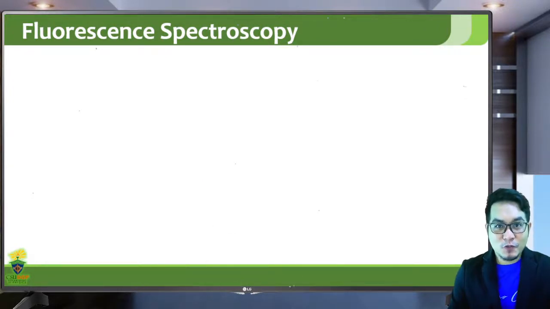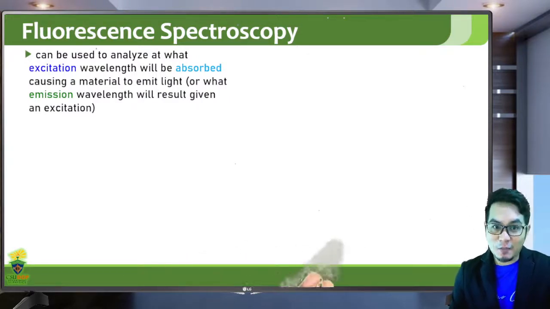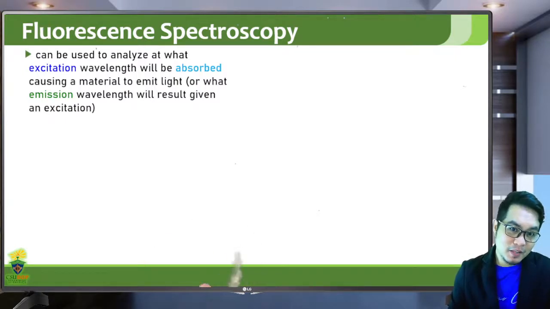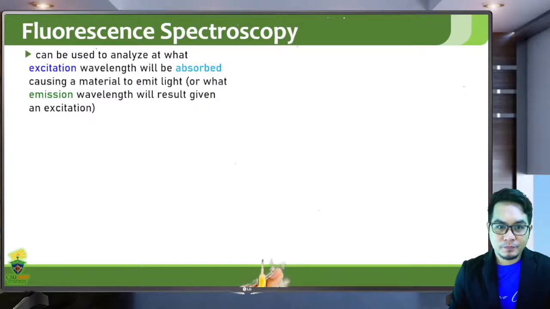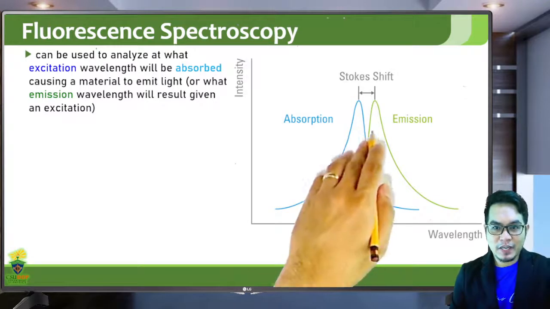Let's focus on photoluminescence spectroscopy, more specifically on fluorescence spectroscopy. This can be used to analyze at what excitation wavelength light will be absorbed by the material, causing it to emit light at a lower energy, or what emission wavelength will result given an excitation wavelength of light. The absorption spectra of a material that is fluorescent is actually related to its emission spectra.